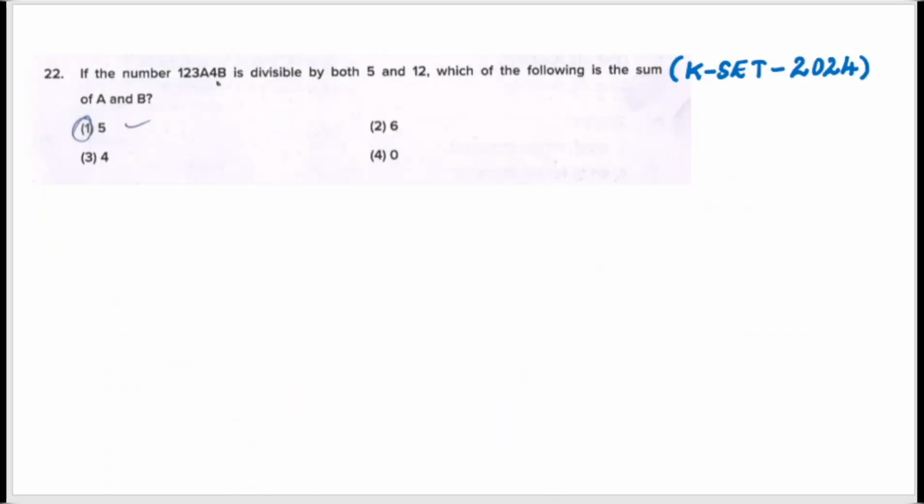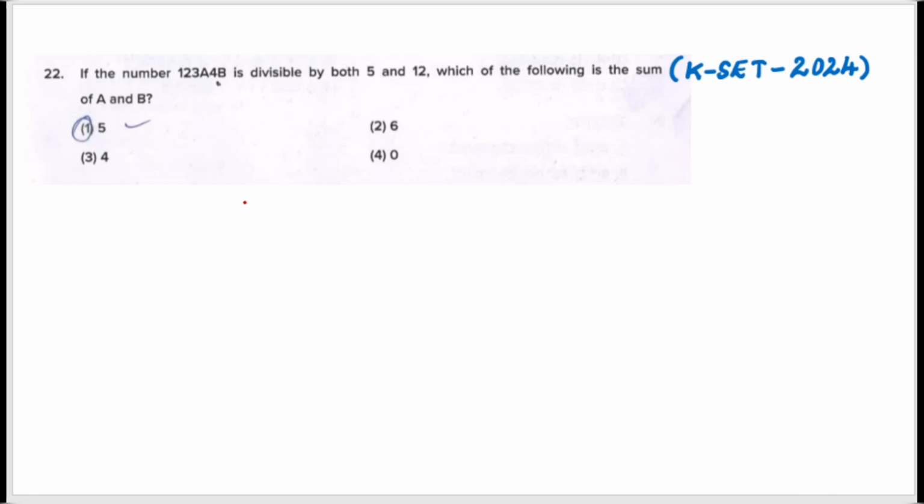Now let us move on to the next question. What is the next question we are having here? Yes, if numbers 1, 2, 3, A, 4, B is divisible by both 5 and 12, which of the following is the sum of A and B? This is the question, right? Let us solve this question. This question was asked in KSET 2024.